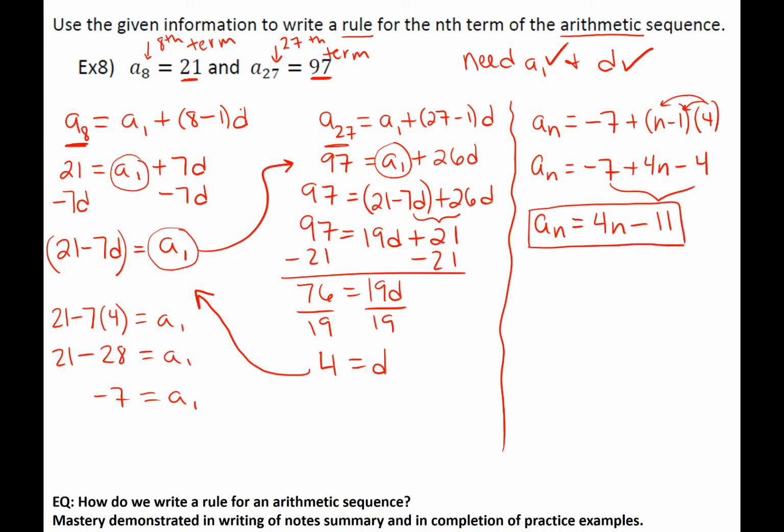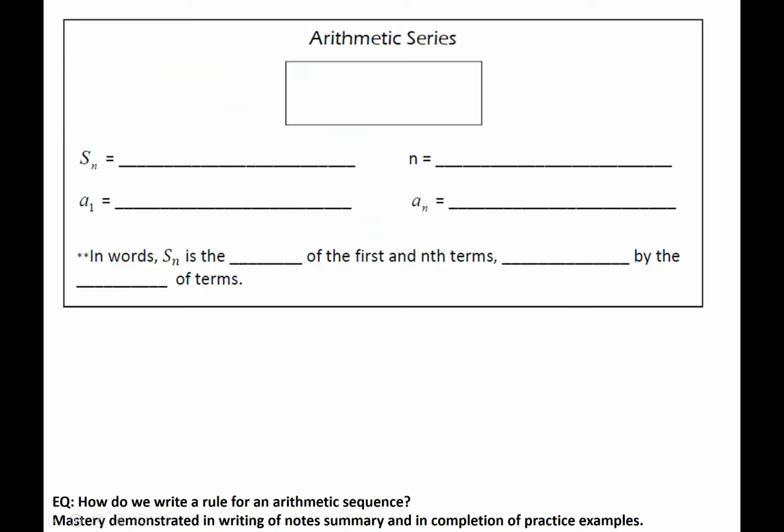Awesome. Let's go on. Then we have a series, arithmetic series. This formula is going to be S sub n equals n times a sub 1 plus a sub n, all over 2.